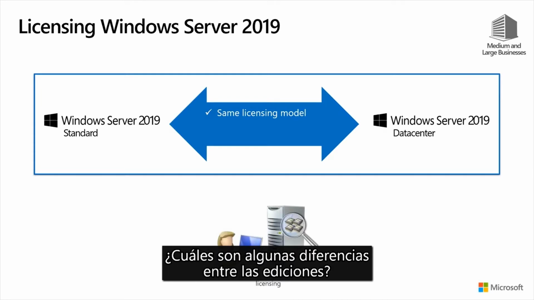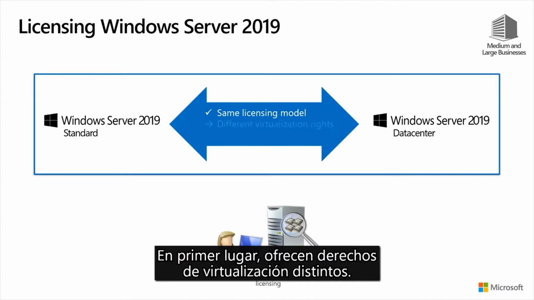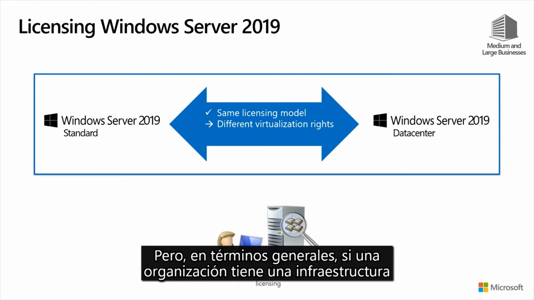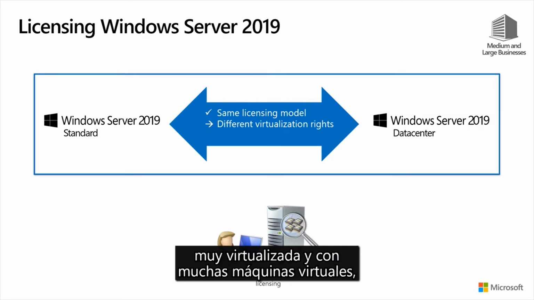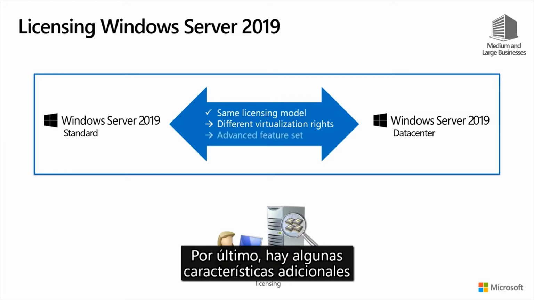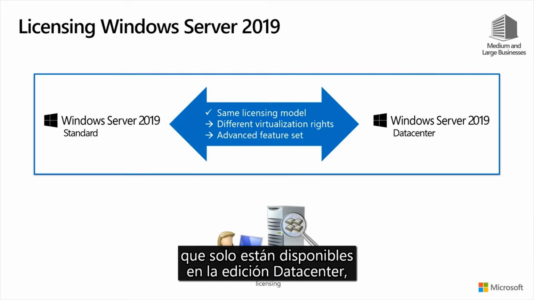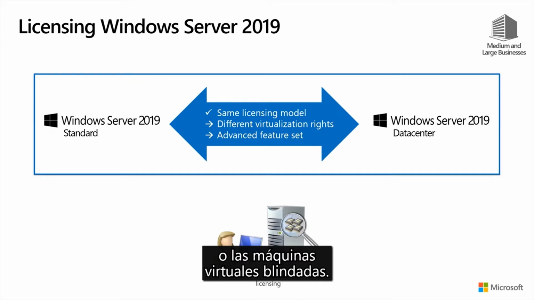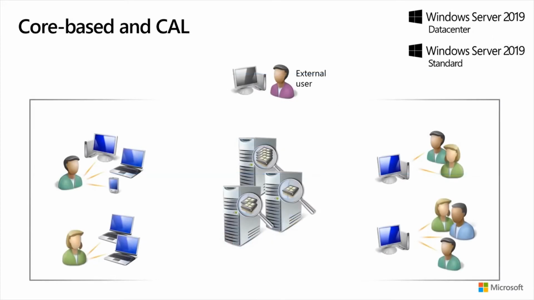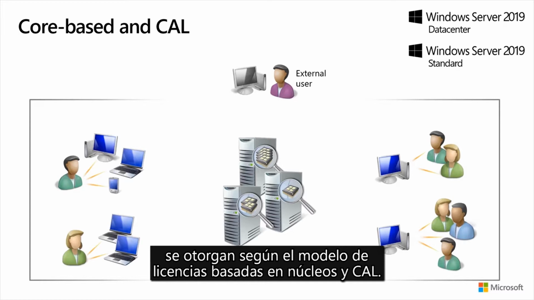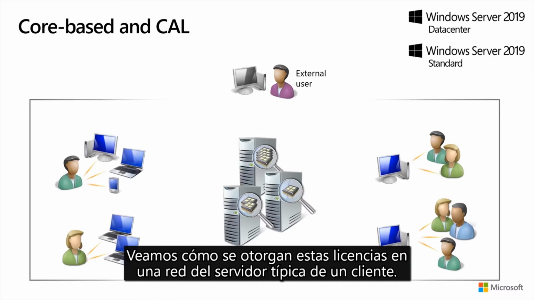So what are some of the differences between the editions? Well, first of all, they offer different virtualization rights. And again, we'll go into detail on this, but broadly speaking, if an organization has a heavily virtualized infrastructure with many virtual machines, then they're going to be choosing Datacenter Edition to license that. And finally, there are some additional features available only in the Datacenter Edition, and that's things like some advanced storage features and shielded virtual machines. Both Standard and Datacenter editions of Windows Server 2019 are, as I say, licensed with the core-based and CAL model. So let's get a bit more detail on how the licensing works in a typical client-server network.